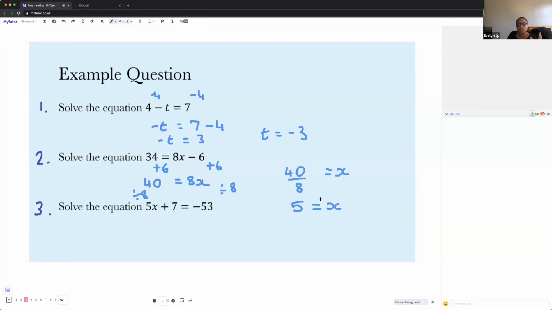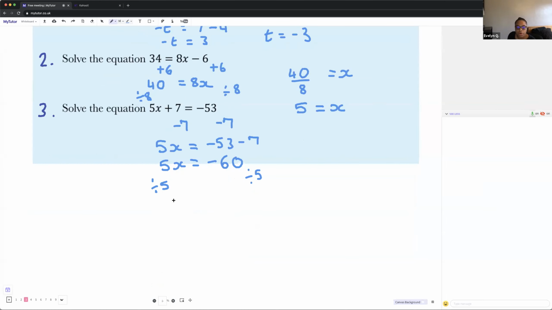As long as you've got x equals 5 one way or the other, it doesn't matter which way you write it. And then the last one, 5x plus 7 equals minus 53. We're going to get rid of that 7 first of all, so we subtract 7 on both sides. So we've got 5x equals minus 53 minus 7. Now minus 53 minus 7 gives you minus 60. So you've got 5x equals minus 60, and then the last thing to do is divide both sides by 5.